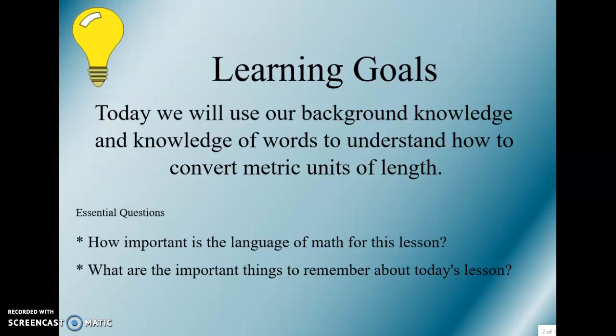Two questions to think about. How important is the language of math for this lesson? Oh my goodness, I'll tell you right now, it's so important. What are the important things to remember about today's lesson? Well, we need to really get this lesson so that we understand the next few lessons.